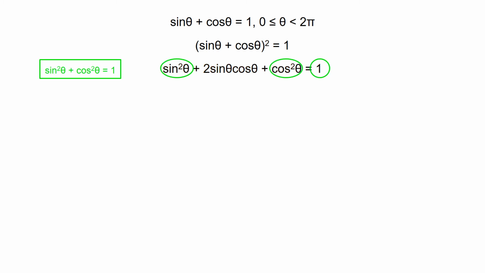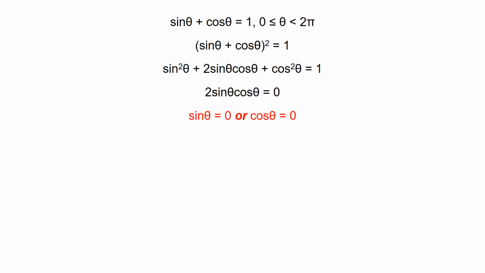Since the sine squared of theta plus cosine squared of theta is equal to 1, we can subtract sine squared theta plus cosine squared theta from the left side and 1 from the right side of this equation. This leaves us with the product 2 sine theta cosine theta is equal to 0, which means that either sine theta equals 0 or cosine theta equals 0. If sine theta equals 0, given that theta must be between 0 and 2 pi, then theta could be either 0 or pi.